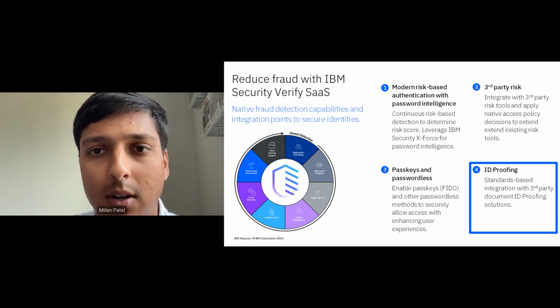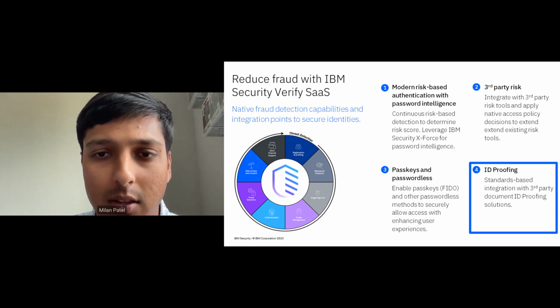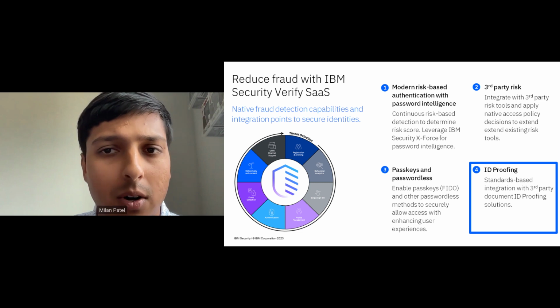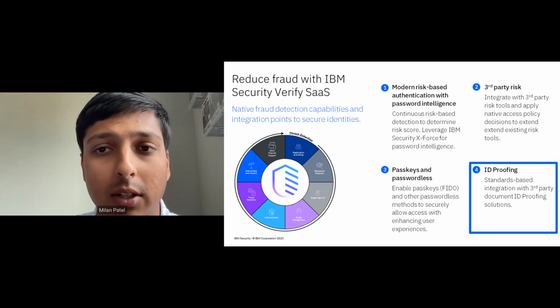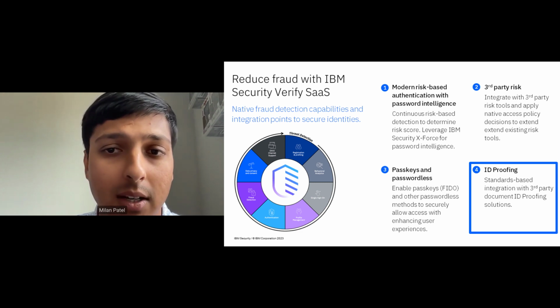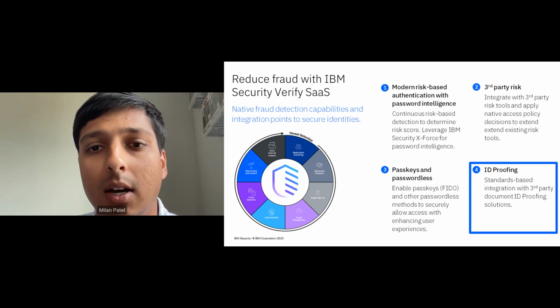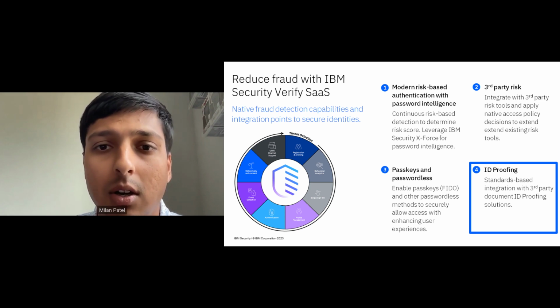So that's vector 1. Vector 2 is, and this goes into the proofing aspect, but we also integrate with third-party risk solutions using an extensible call-out mechanism that allows Verify to call out to risk solutions, get a risk score, and make a decision point natively in Verify. So there's a risk integration.